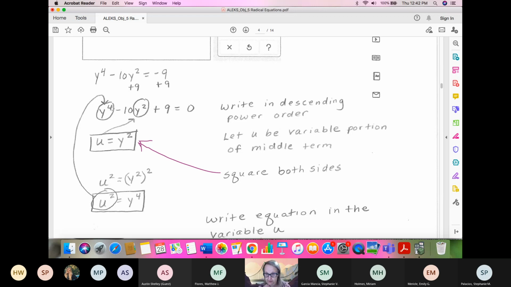Does that make sense? Yes, a lot better. Thank you. Okay, that's good. That's really good. And so if you just want to jot this down, let u be the variable portion of the middle term and then square both sides. So let u be the variable portion of the middle term is right here. Square both sides.